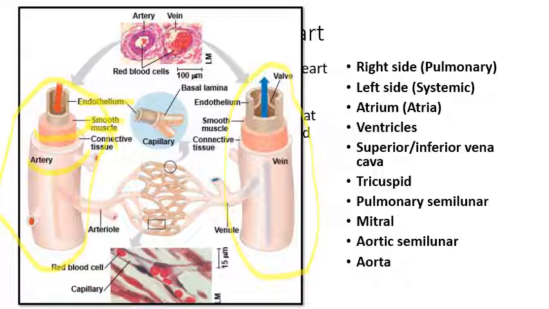The very inner layer of a vein versus an artery is the same. It's a single layer of squamous cell epithelium that we refer to as endothelium. And then we have a layer of smooth muscle and a layer of connective tissue. Those layers are thick when we're talking about an artery, and they are thin when we're talking about a vein.